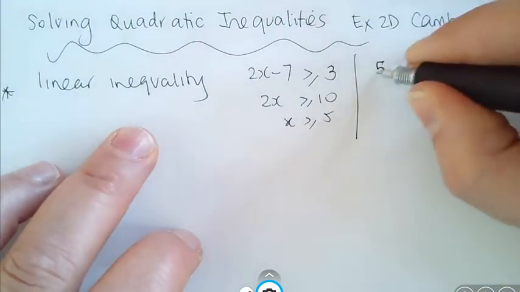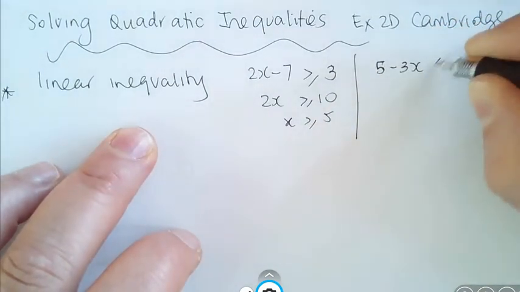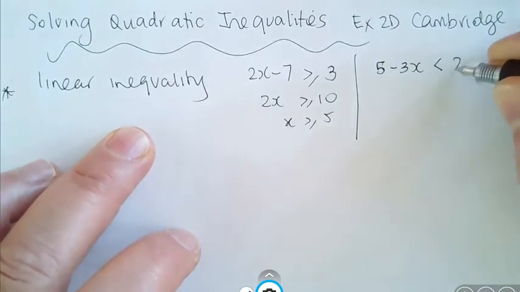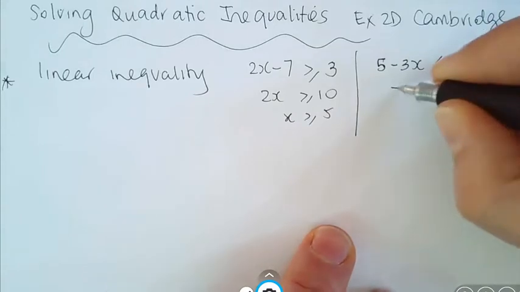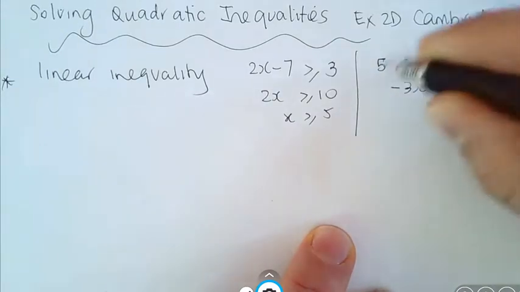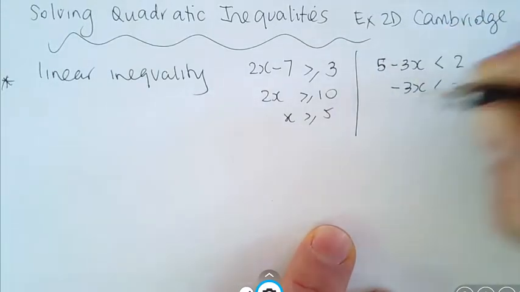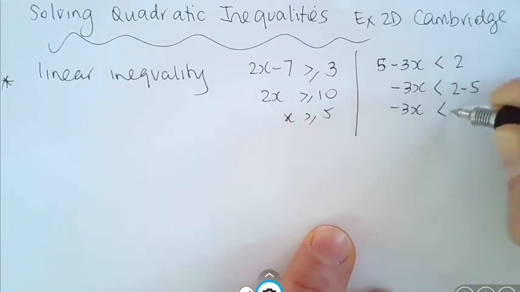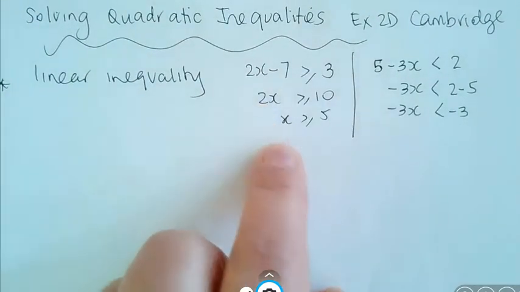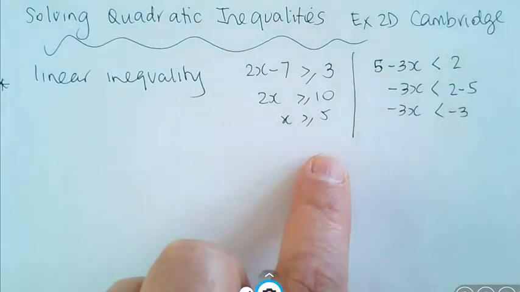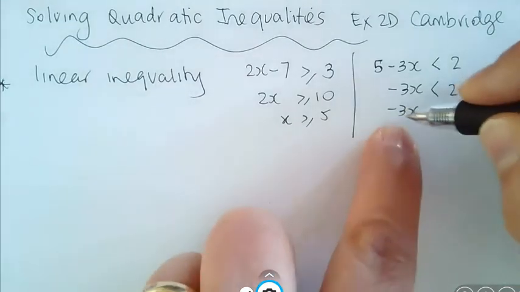So let's go 5 minus 3x is less than 2. How would we solve this one? If I take the 5 over, it would be negative 3x is less than 2. Take away 5. Negative 3x is less than negative 3. Now what do I do with this? So here you divide by negative 3, the coefficient of the x.